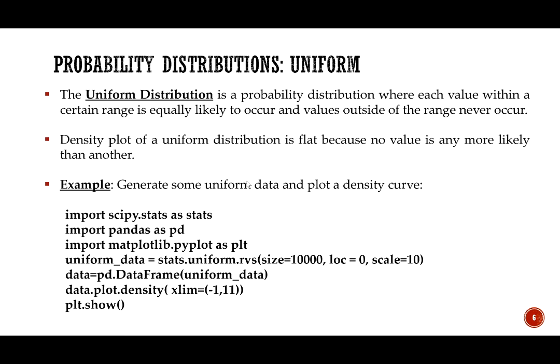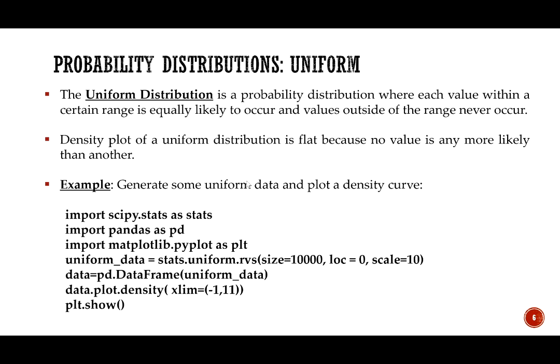Let's start with the uniform distribution. As you may know, the uniform distribution is a probability distribution where each value within a certain range is equally likely to occur, and values outside of the range never occur. So the domain of the variable is between A and B, lower bound and upper bound.